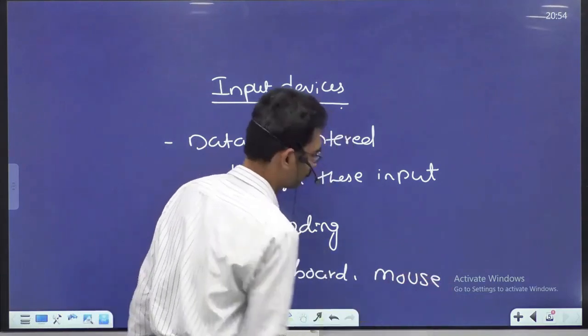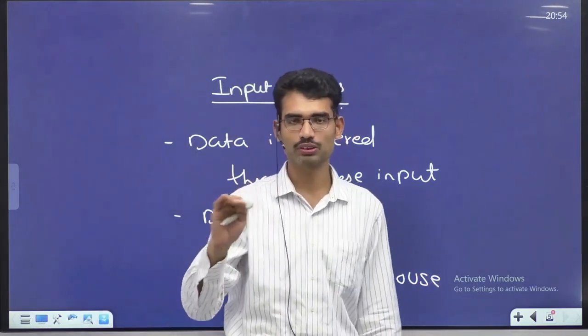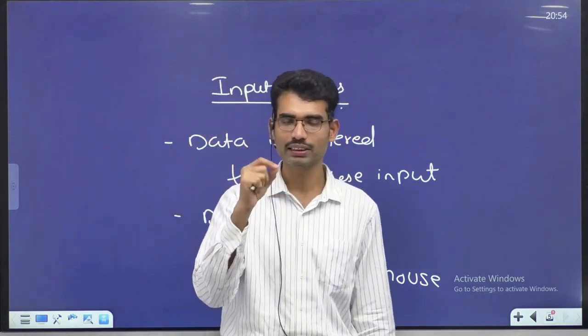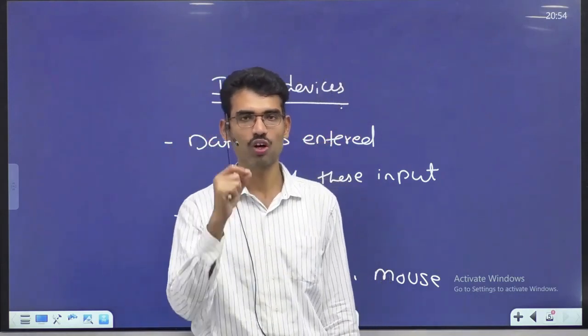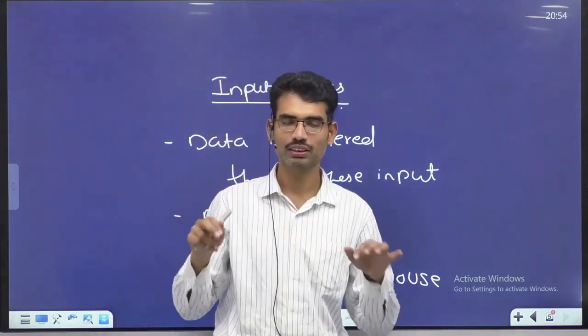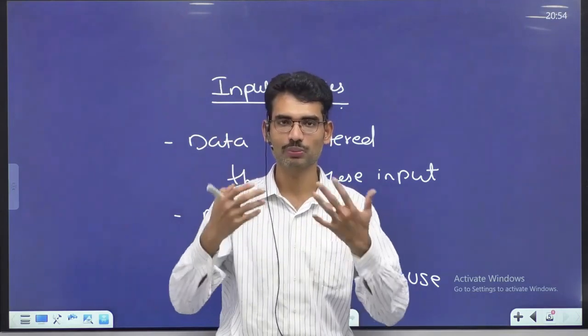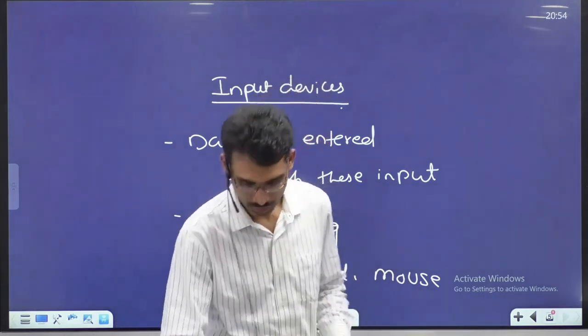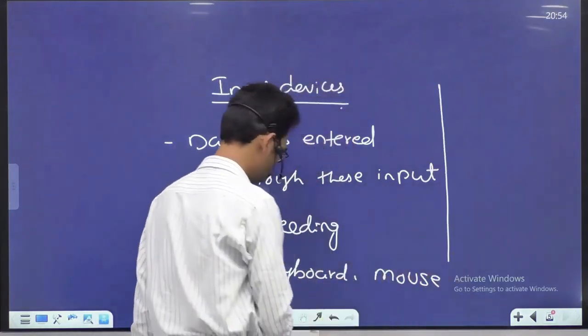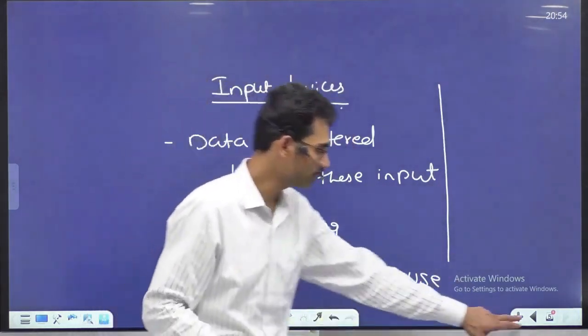mouse. When you move the mouse, it has a pointer. When you click on that, it is a kind of input to the computer: what should be done by the computer? If you enter some words on the keyboard, it's a kind of input. What should be done by the computer? There are so many such examples. These are a few examples, like keyboard and mouse.